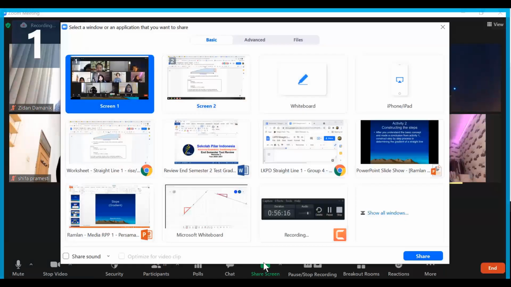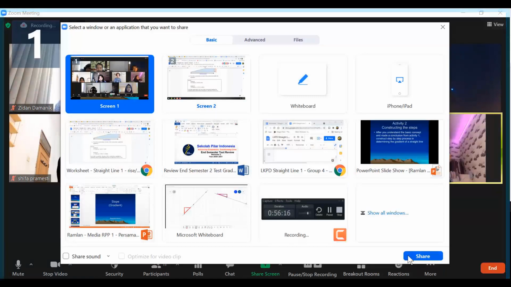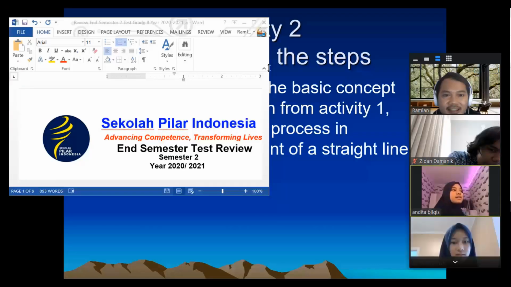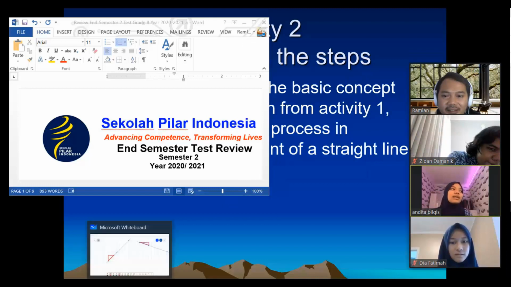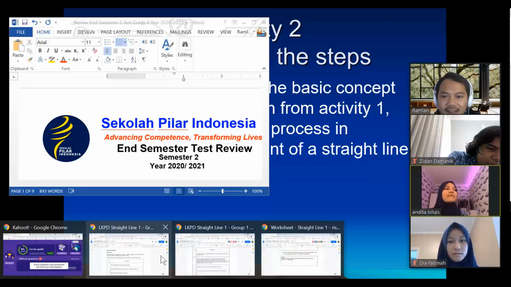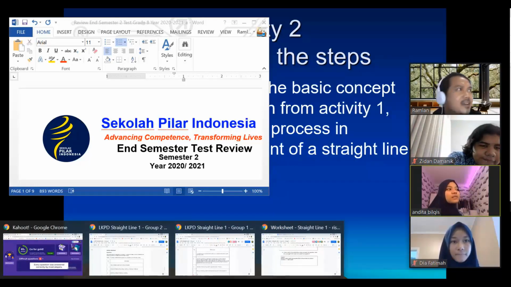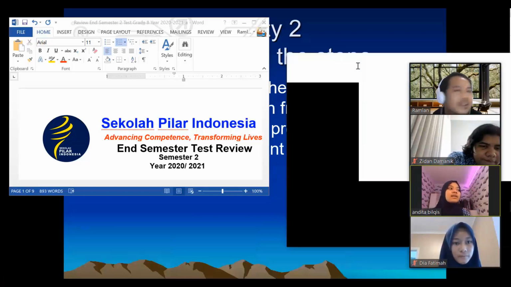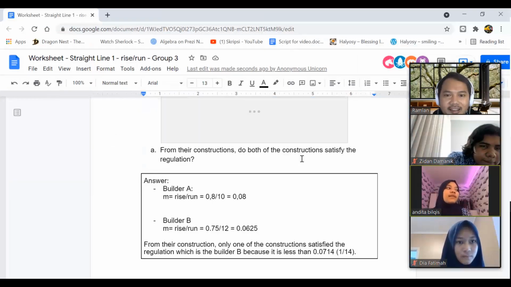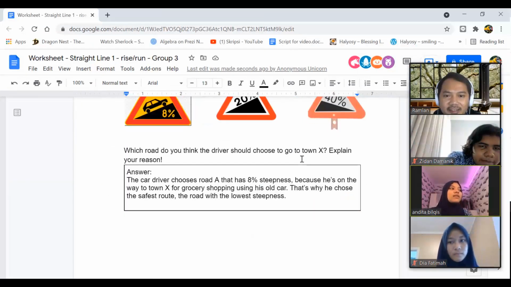Okay, so the answer for number 7 is: the car driver that we chose chose road A that has 8% steepness because he's on the way to town X for grocery shopping using his old car. That's why he chose the safest route, which is the road with the lowest steepness.